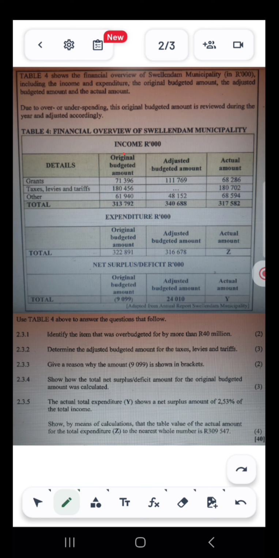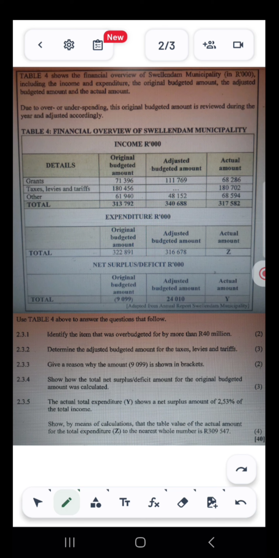Now go to the original budgeted amount, the first column, right? Income here is 71 million. Why am I saying 71 million? Because of the three zeros. They should be here after every number. Are we together so far? As you will see going forward, it is going to be a question of millions. So the three zeros with each and every number make it a million, which makes this one a million, which makes this one a million. I hope I'm making sense, guys.